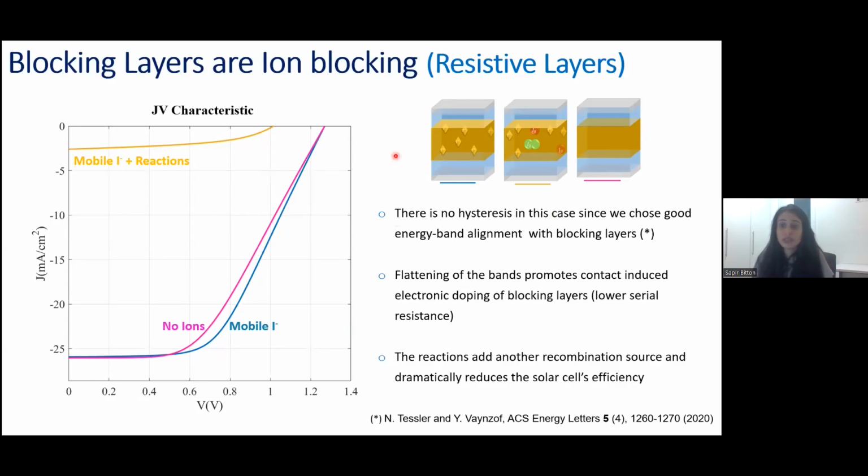This is a JV characteristic of the 2 devices for which the blocking layers are also ion blocking layers, and the reference device without the ions, the pink one. The measurements were made for forward and reverse scan, but because of the choice of the energy band structure, there is no hysteresis here. And it can be seen that the presence of ions, the blue graph, decreases the series resistance and increases the efficiency. But with the addition of the reactions that add recombination mechanisms, the efficiency of the device dramatically decreases.